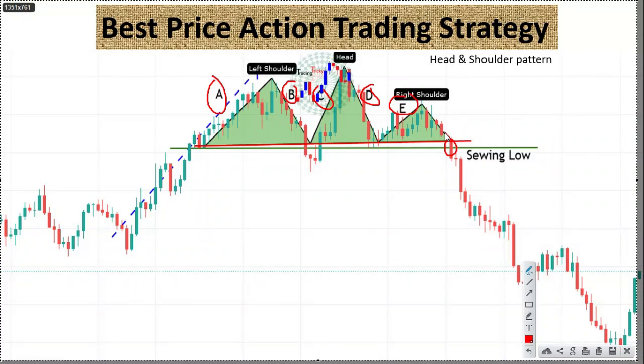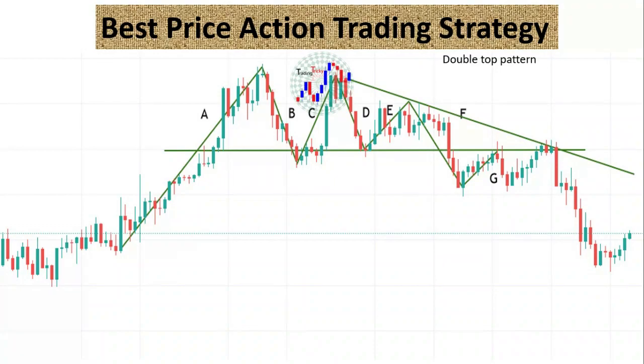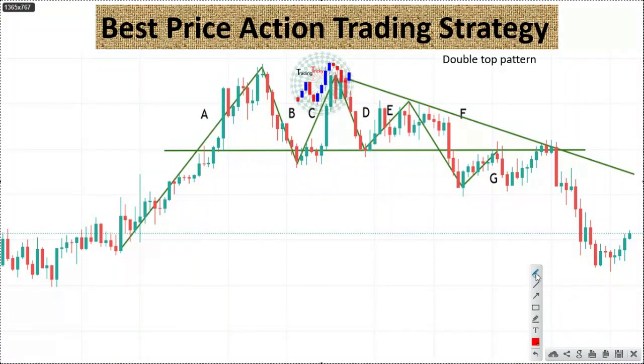Most of you know already about the pattern. This is called the head and shoulder chart pattern. Let's have a look at an example for the double top pattern. In this chart, if you observe A, a strong trending move higher as the price made a new high.